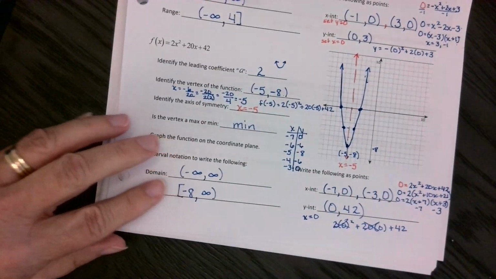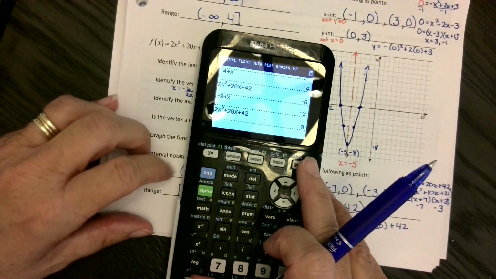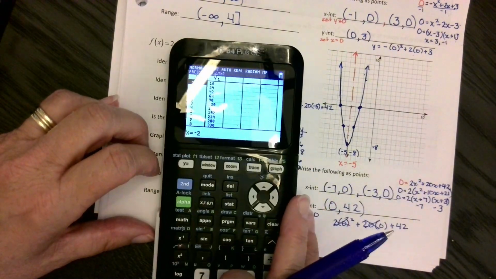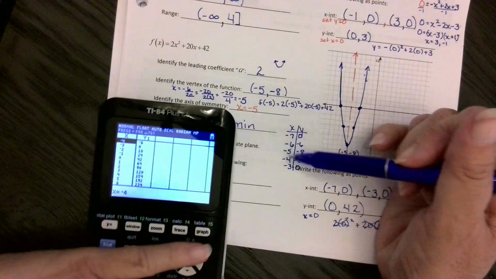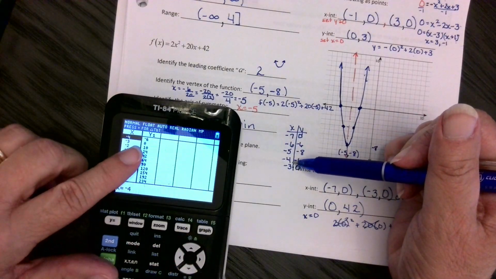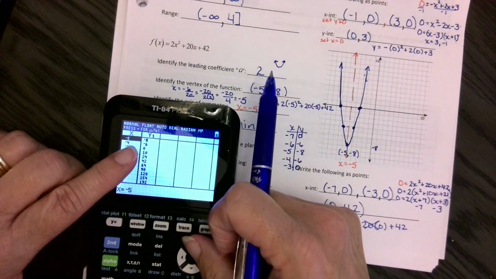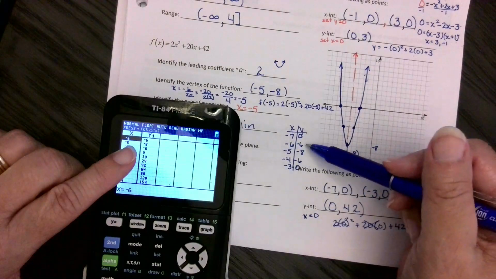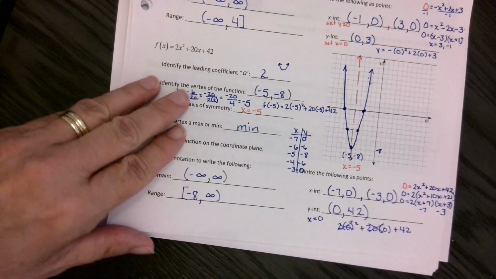Oh, I forgot to show you. If you're going to use your calculator, you can go to your table, hit second graph, and here's a whole lot of points. We just graphed these points. There's -3, 0. There's -4, -6, -5, 8. There's -6, -6, and -7, 0. Okay. All right.